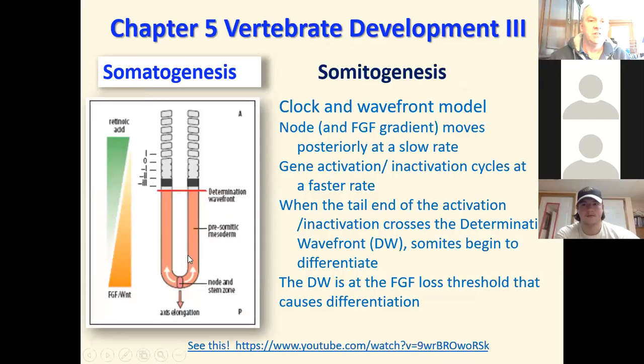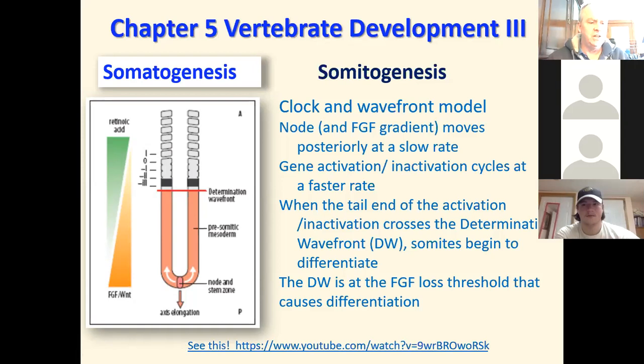So the idea is, if that thing is cycling fast, then you're going to have a higher beat going past that determination front a lot more often and get more vertebrae than if you're cycling slow, and then you've got less frequent passing of the determination wavefront and you get fewer vertebrae.